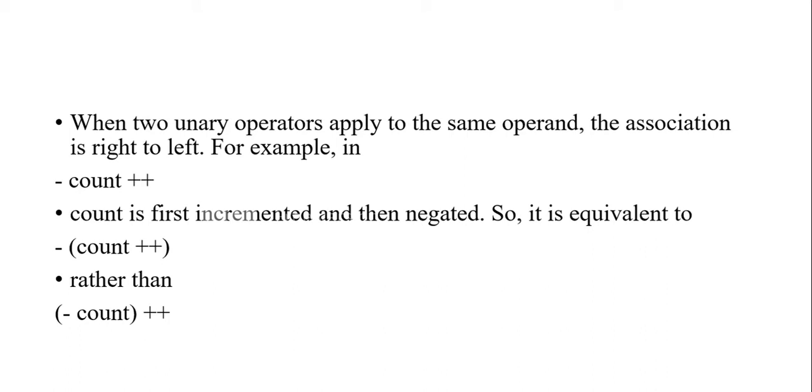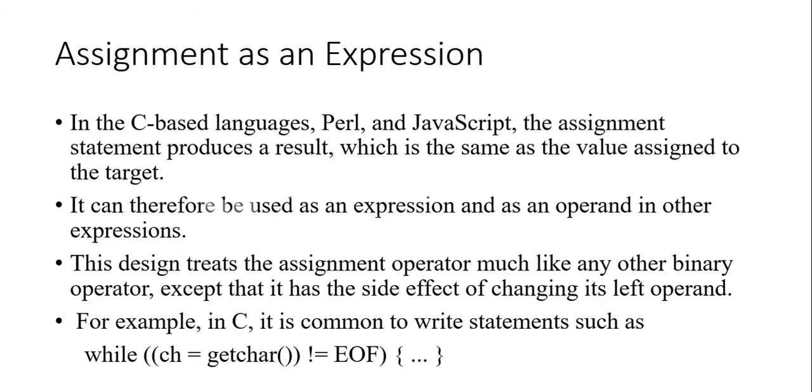Then assignment as an expression. In the C-based languages, Perl and JavaScript, the assignment statement produces a result which is the same as the value assigned to the target. It can therefore be used as an expression and as an operand in other expressions. This design treats the assignment operator much like any other binary operator, except that it has a side effect of changing its left operand. Okay. For example, in C, it is common to write statements such as while ((ch = getchar()) != EOF).